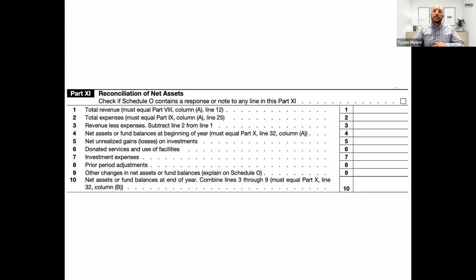The next section is a reconciliation of net assets. I just want to note here that this is where your unrealized gains and losses are going to go. They're not going to go on the other statements.